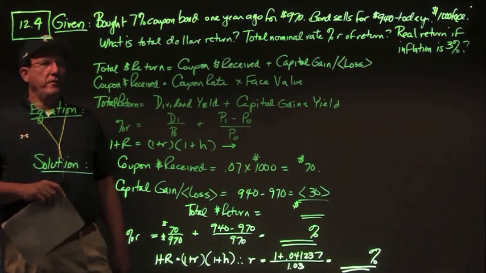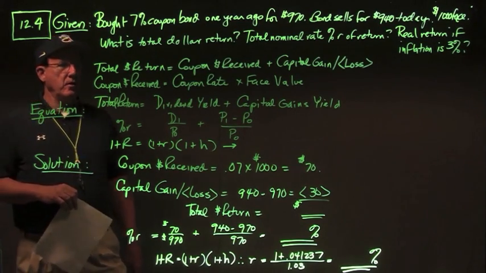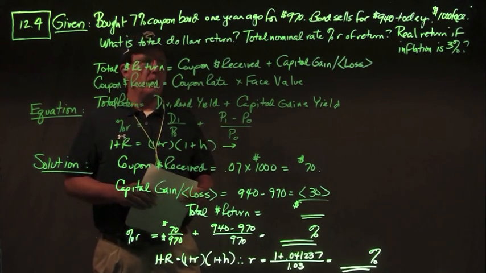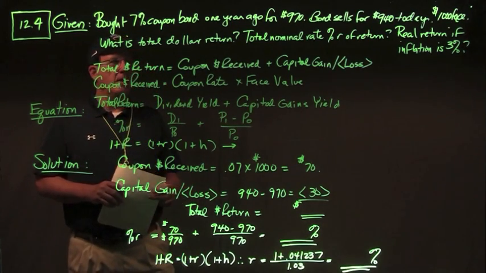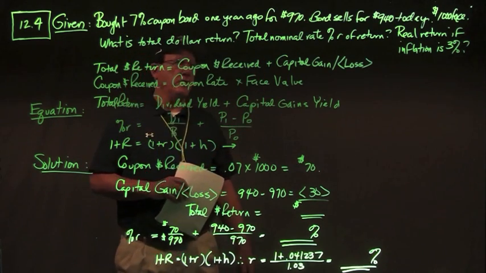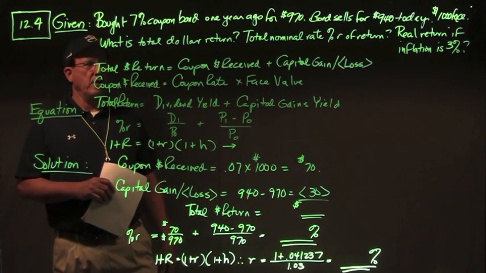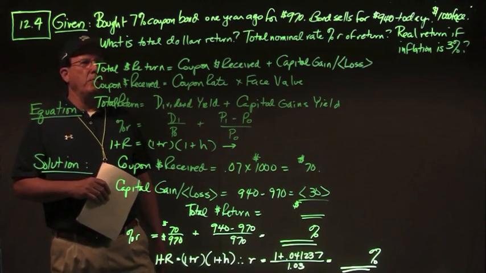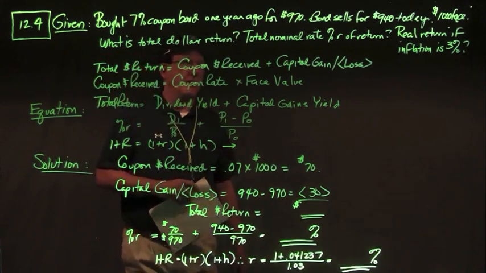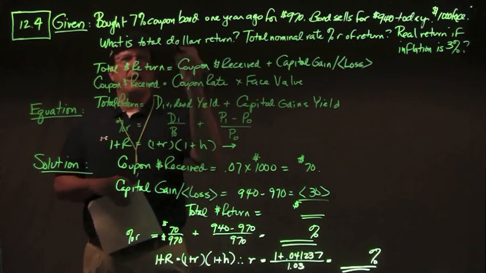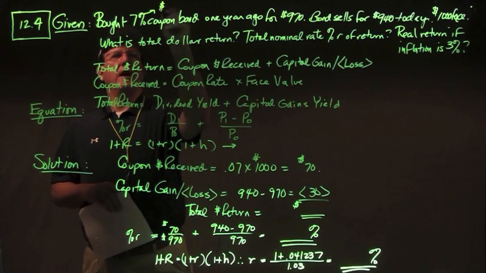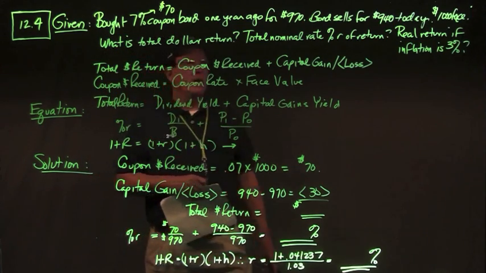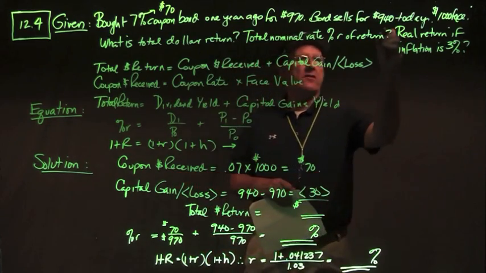Problem 12.4 is a very interesting problem. Now we're going to look at bond price increases and bond coupons, similar to a stock price increase or decrease and a stock dividend. So we're going to turn the stock problem into a bond problem. We bought a 7% coupon bond 1 year ago for $970. That means it's paying us a $70 coupon, 7% of 1,000 face value. The bond sells for $940 today, so it's gone down.